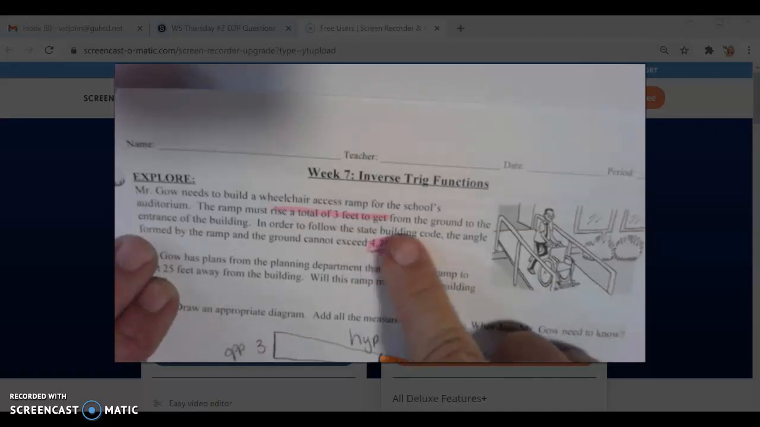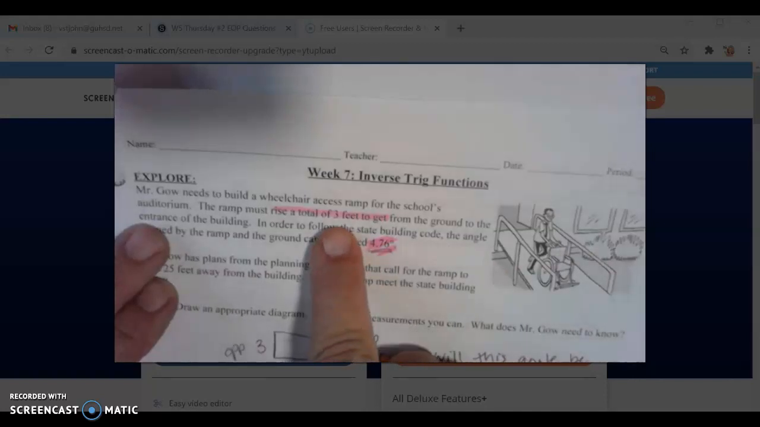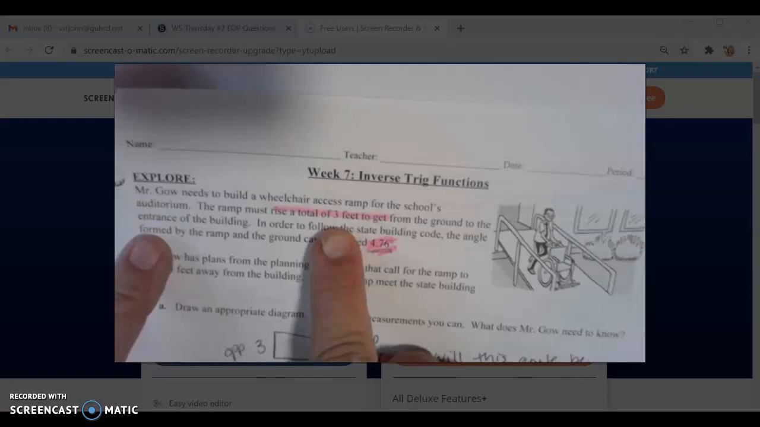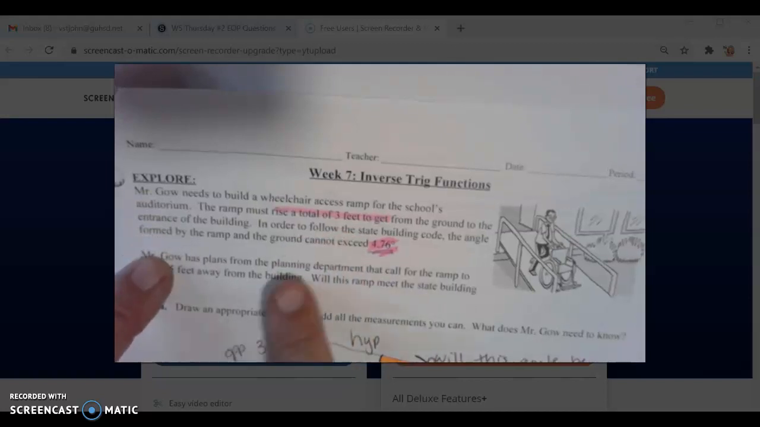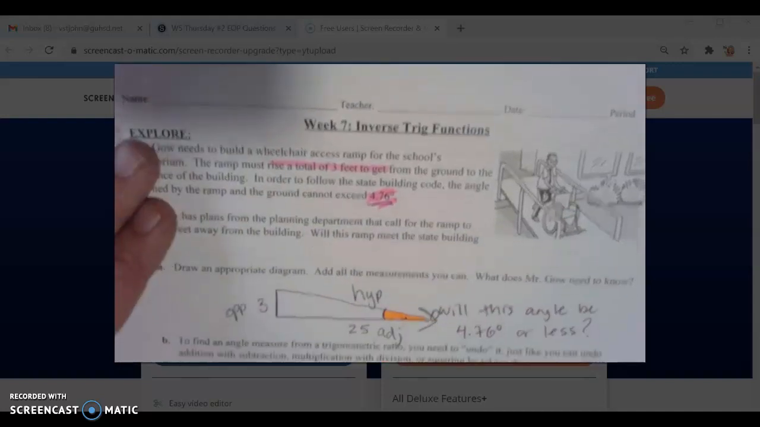Mr. Gao needs to build a wheelchair ramp for the school's auditorium. The ramp must rise a total of 3 feet. I highlighted that because I need that information. From the ground to the entrance of the building. In order to follow the state building code, the angle cannot exceed 4.76. So let's see what that looks like.